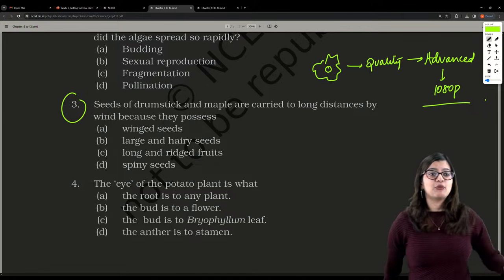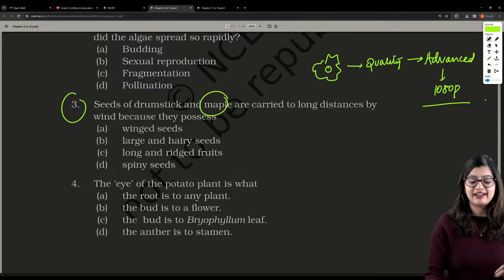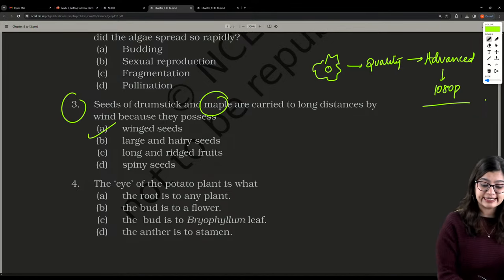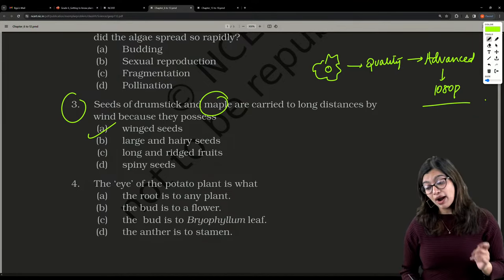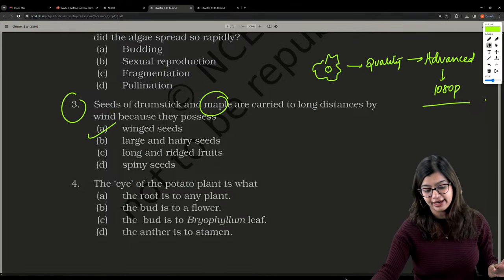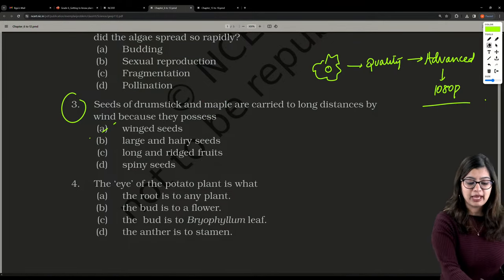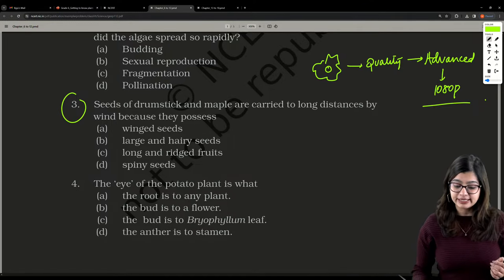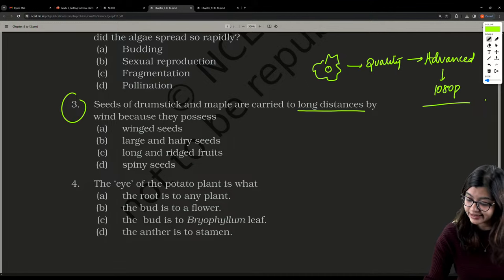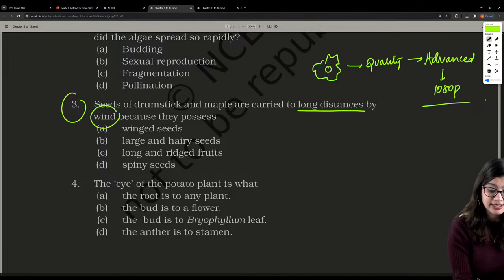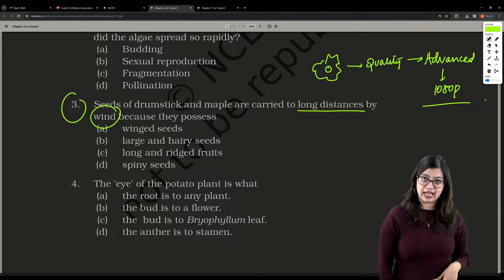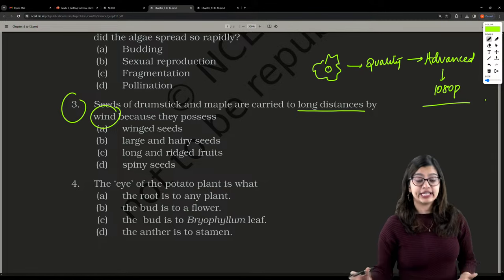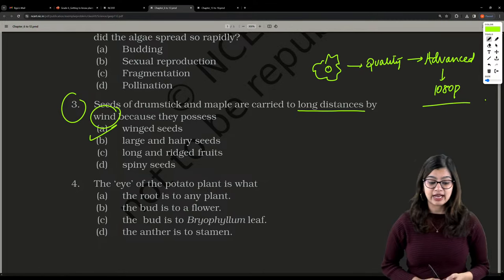Very good. What is your keyword? Forget drumstick, you have maple, right? Maple is the easiest example of a plant that has winged seeds. And one more keyword: if you didn't know what type of seed is there in maple, then remember it with respect to what is helping in seed dispersal. Seeds are transported long distances by the wind. So if they have to be transported by wind, they need to be lightweight and have wings so that they can be transported easily, which is why option A is the correct answer.